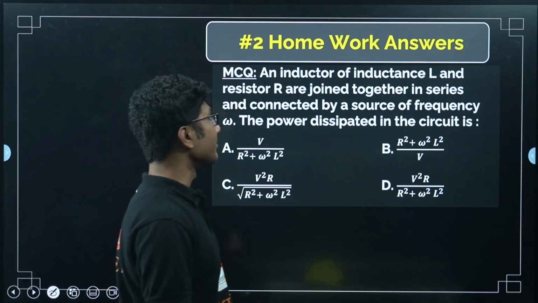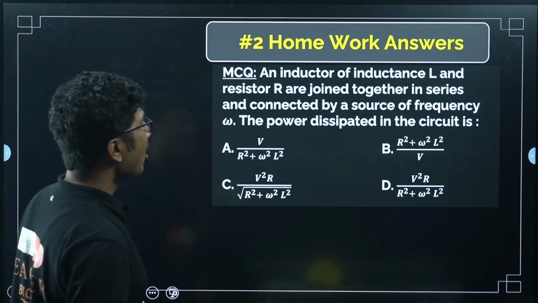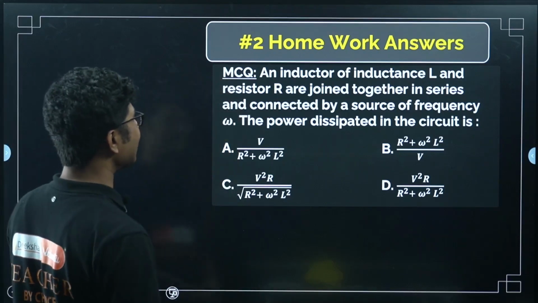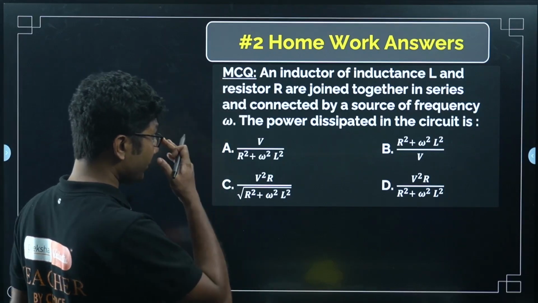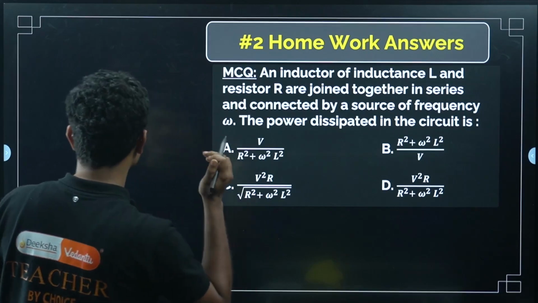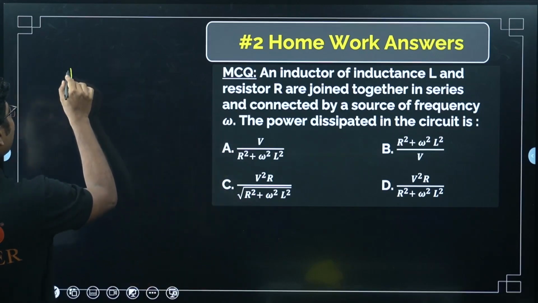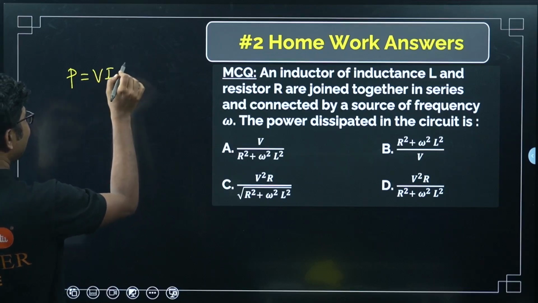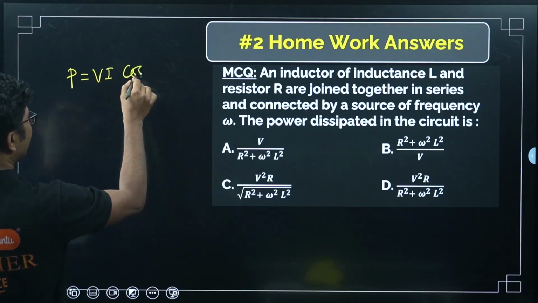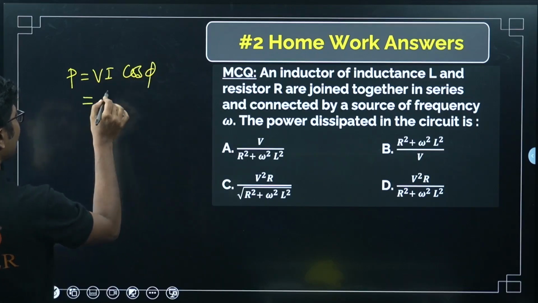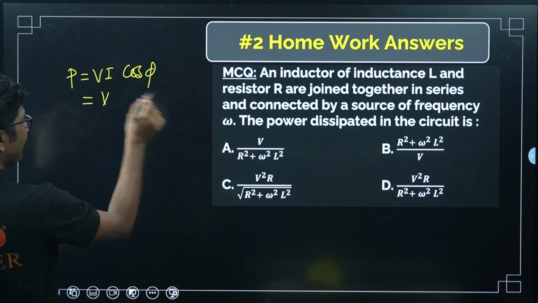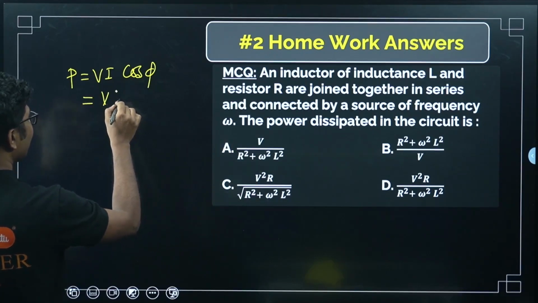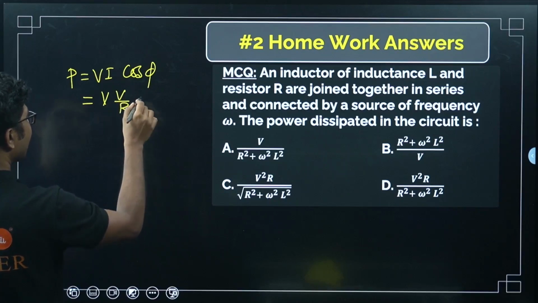Now this is a very interesting question. An inductor of inductance L and resistor R are joined together in series and connected to a source of frequency omega. The power dissipated in the circuit is? So the power dissipated in the circuit is VI cos phi. Okay, so what is V? V is V, because options are given in terms of V. I is V by R, right? Cos phi.